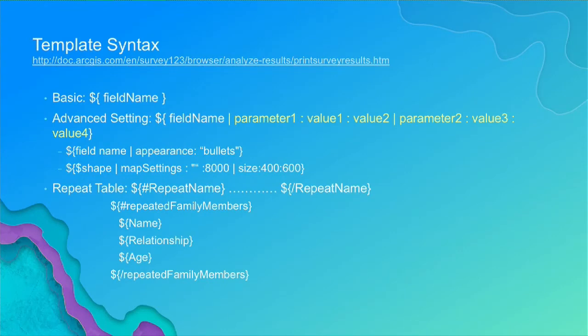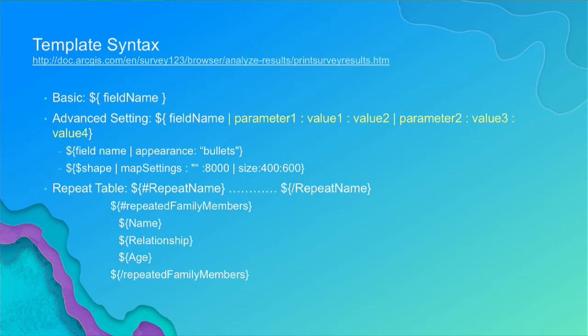So, diving a little bit deeper. The basic syntax we have, as you saw, is a dollar sign and bracket and curly braces around the question name. Several question types, such as maps and images, actually can take additional parameters.